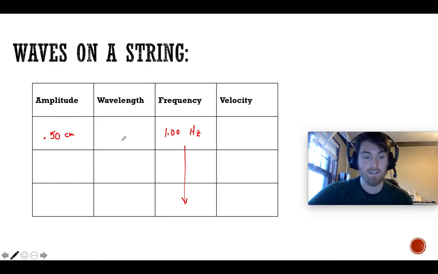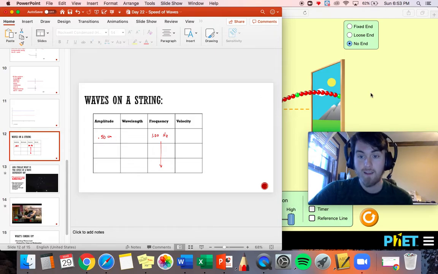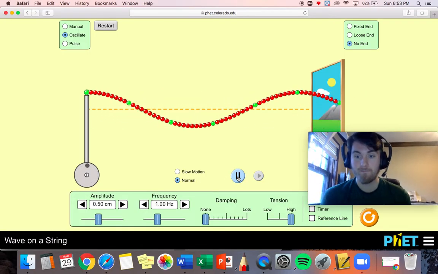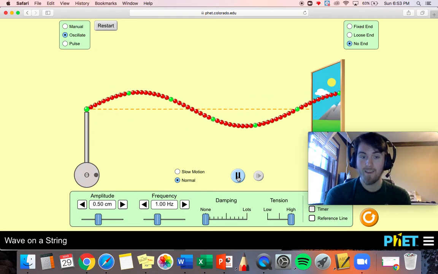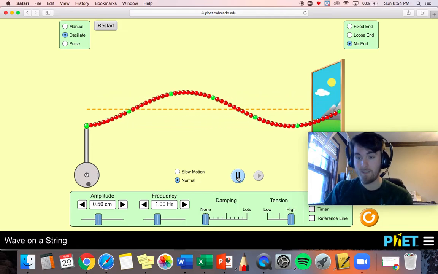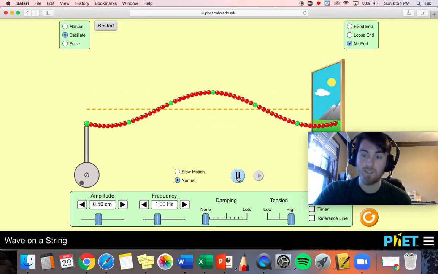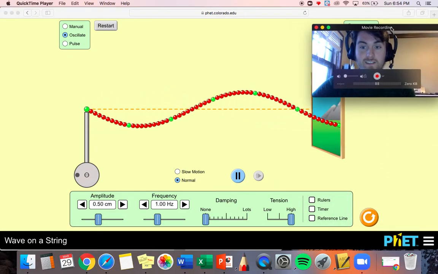So here's the main idea. I want you first to think, on this simulation, what is my wavelength going to be? And you start thinking to yourself, well, a wavelength should be parts of the equilibrium in which it is equal from each other.